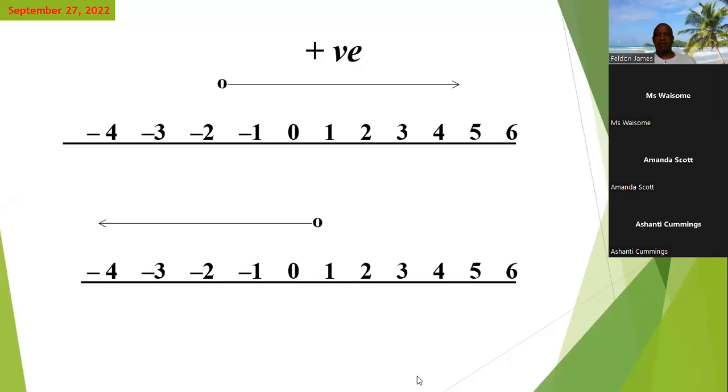All right, so back to what we were just discussing about movement on the number line. It really means that if you're increasing by 1, you would be moving towards the right of the number line. And if you're decreasing, you're going towards the left of the number line.